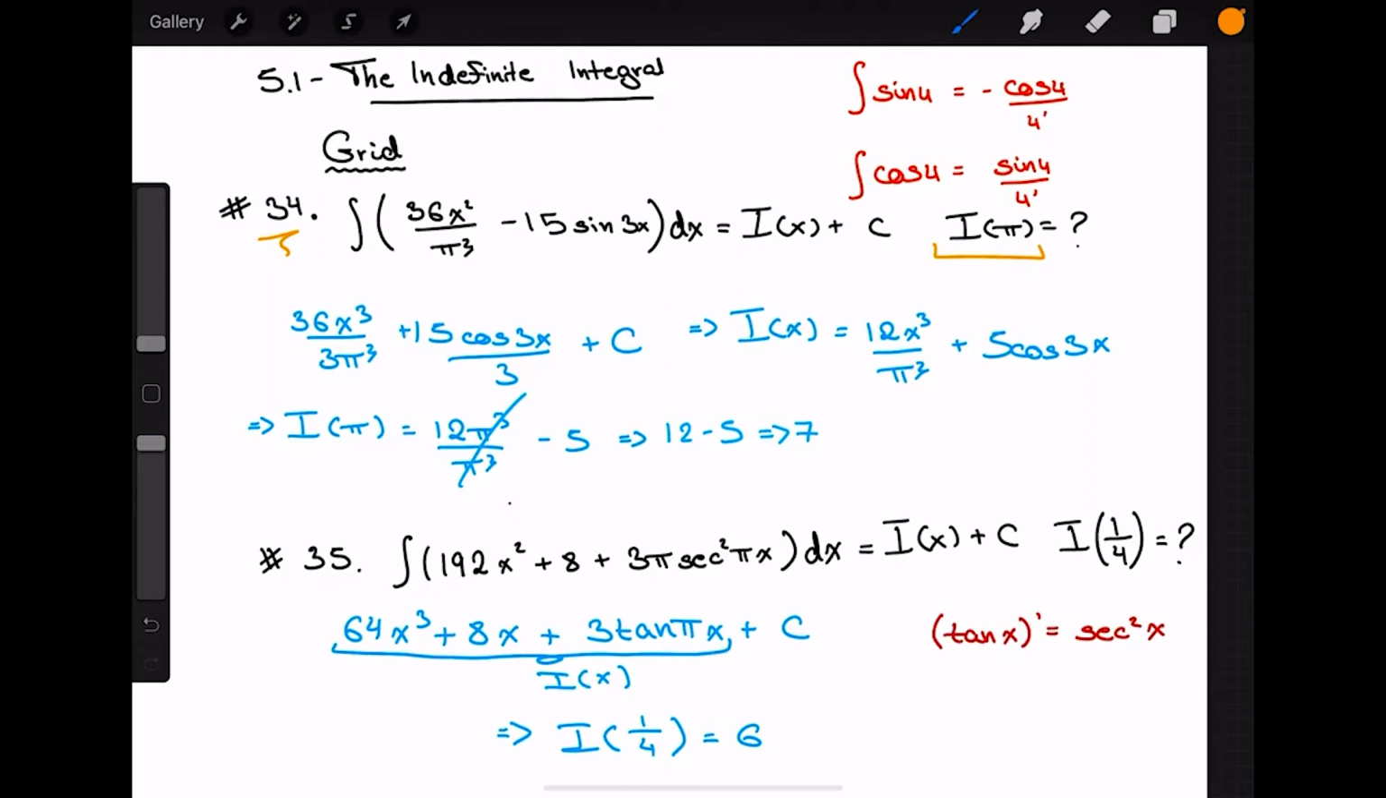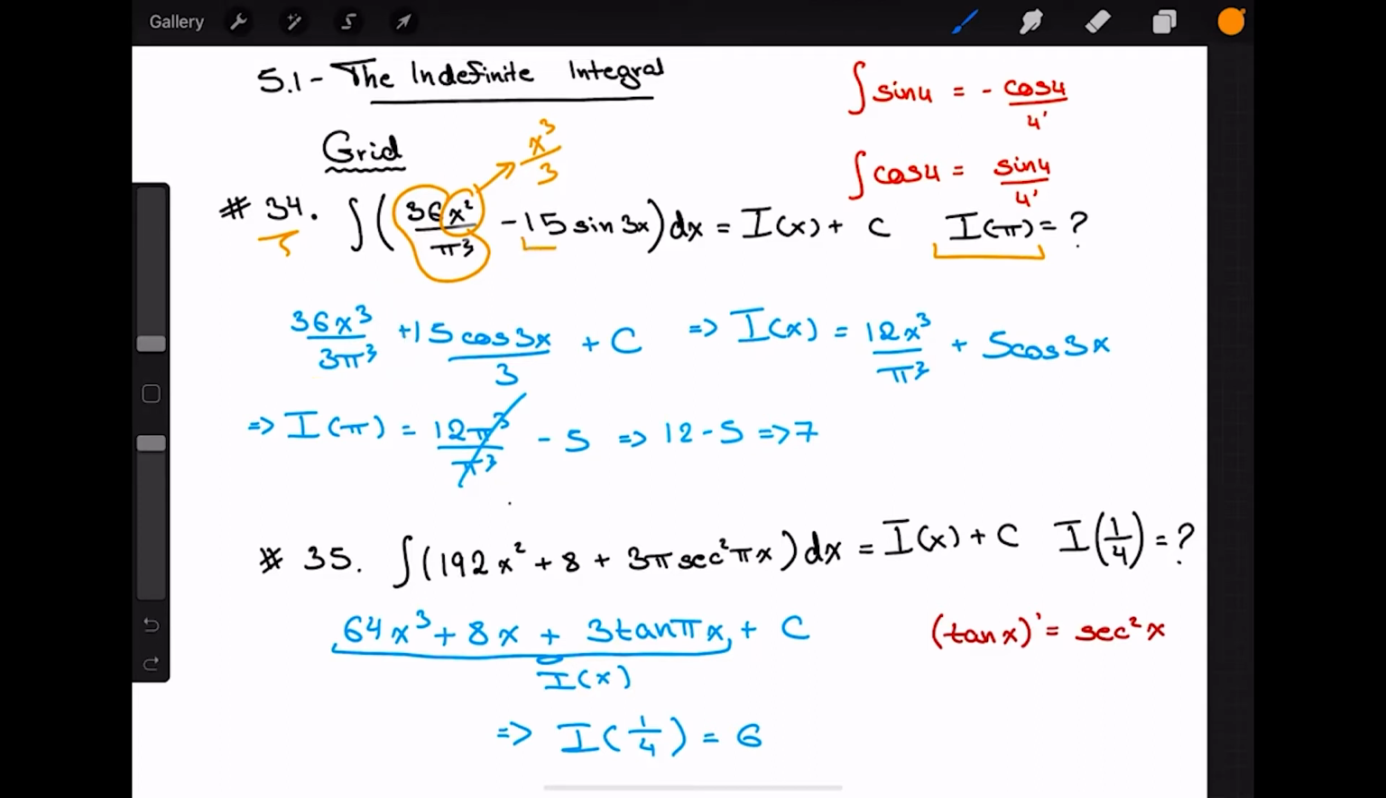First and foremost, we will integrate the equation. So the integration of x squared right here is x cubed over 3, as I'm sure you guys know, and you multiply it by its coefficient, which is 36 over pi cubed. So you'll have 36 times x cubed over 3 pi cubed.